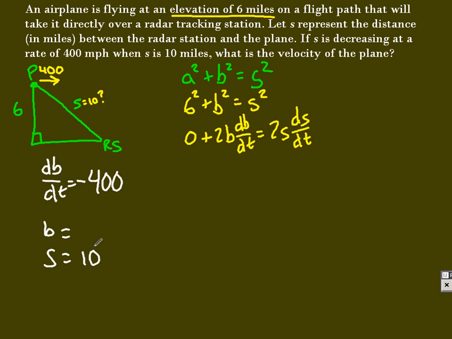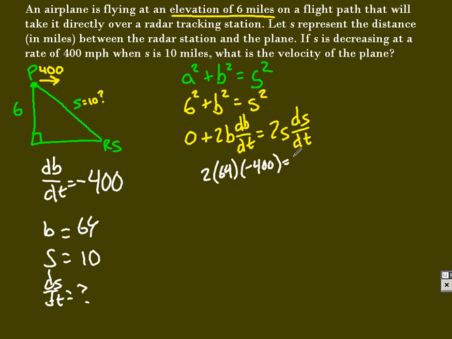Well, again, at that point, though, I have a right triangle. So I can say 6 squared plus what would give me 10 squared. That means it's going to be 64. And that means in the end, the other thing we need, ds dt, that's what they want to know. So that's our unknown. Let's try to solve for it. 2 times b, which is 64, times dB dt, which is negative 400.